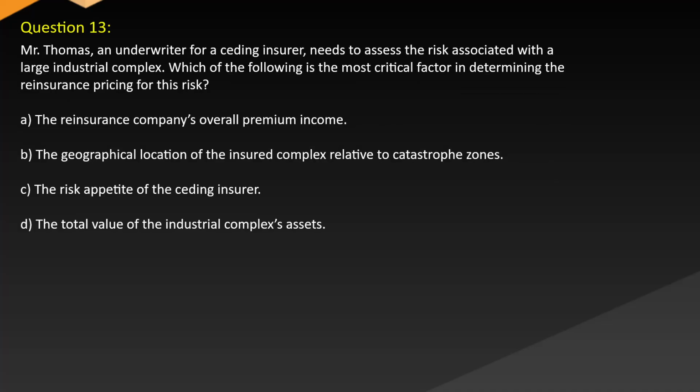Question 13. Mr. Thomas, an underwriter for a ceding insurer, needs to assess the risk associated with a large industrial complex. Which of the following is the most critical factor in determining the reinsurance pricing for this risk? A. The reinsurance company's overall premium income. B. The geographical location of the insured complex relative to catastrophe zones. C. The risk appetite of the ceding insurer. D. The total value of the industrial complex's assets.